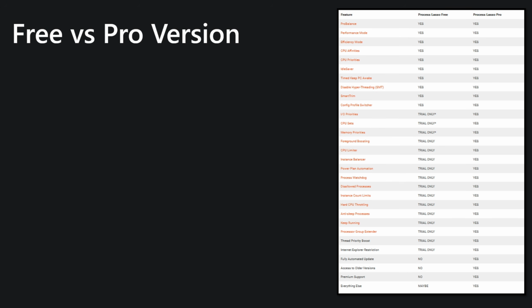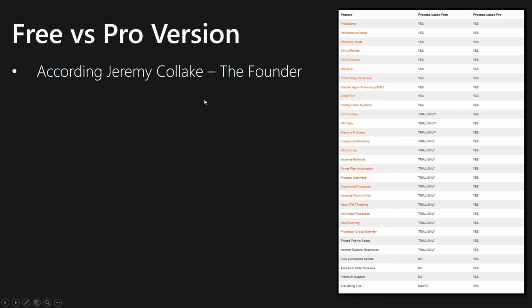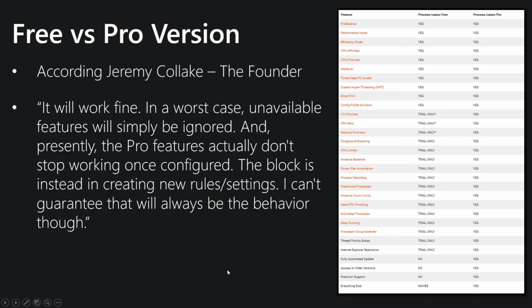Now let's discuss the free versus the pro version. As you see, we have a photo that shows you all features of Process Lasso and which features are available on trial only or are free at all. According to Jeremy Kolak, the founder of this software, it will work fine. In the worst case, an available feature will simply be ignored. And presently, the pro features actually don't stop working once configured. The block is instead in creating new rule settings. I can't guarantee that will always be the behavior though. What does this mean?